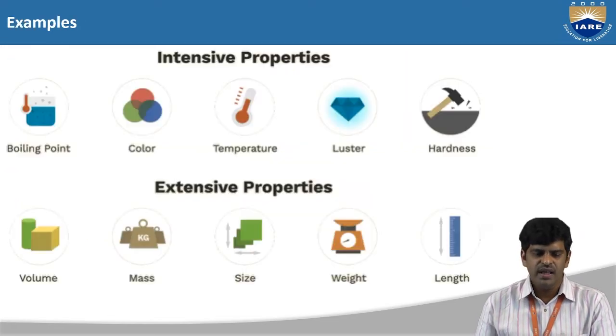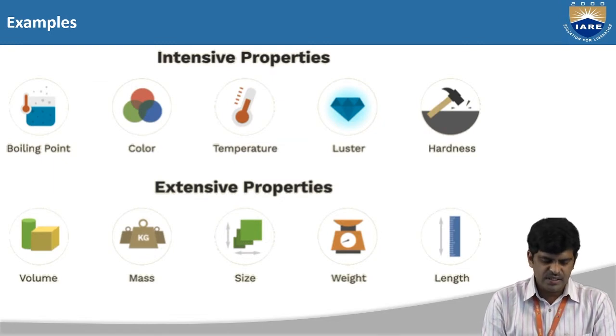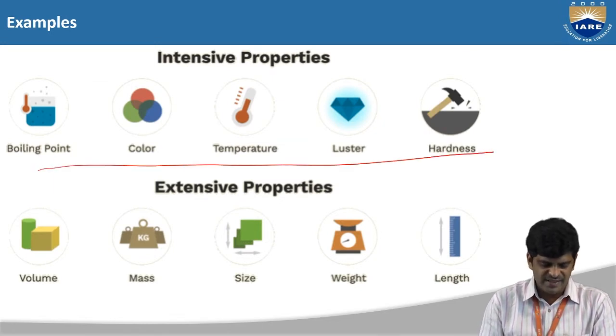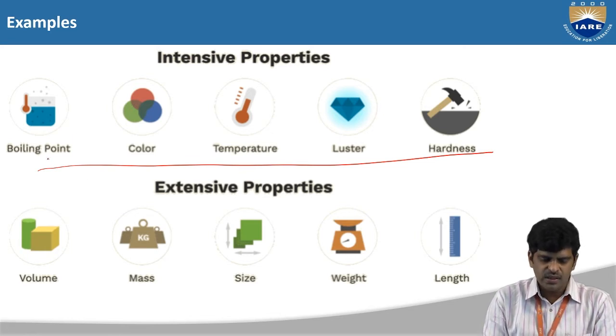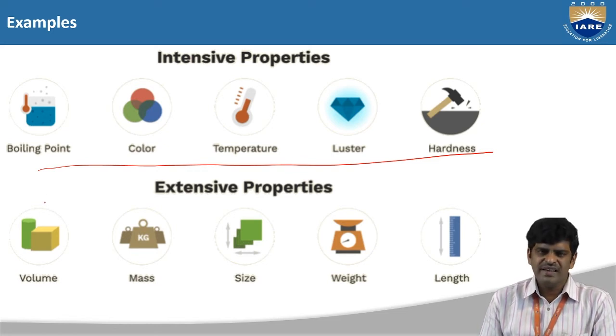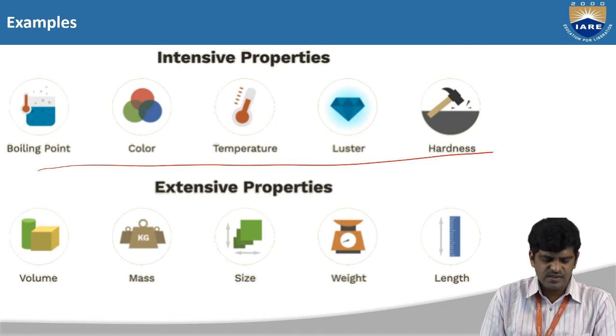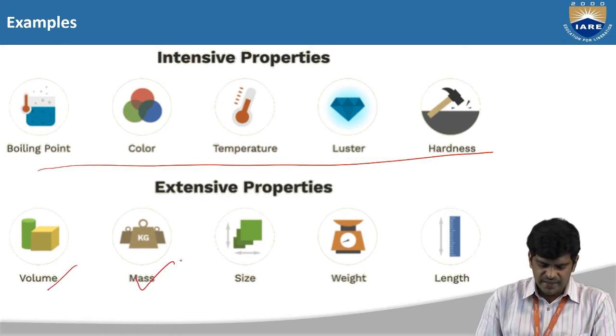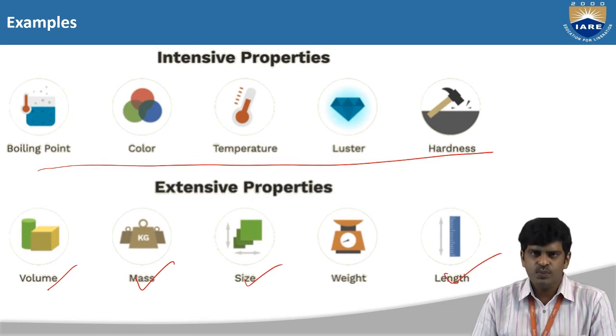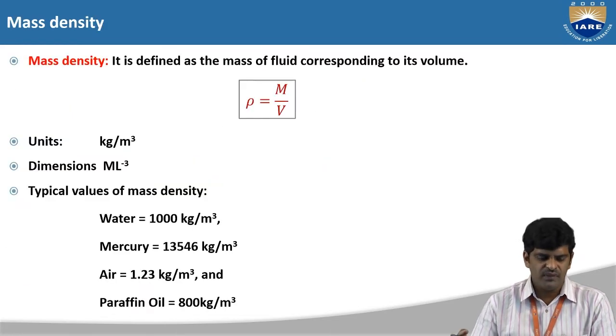Now we are going to see some examples. The first category contains examples of intensive properties, which do not depend upon the mass, for example boiling point, color, and temperature. Coming to the extensive properties, which depend upon the size and extent, we can see volume, mass, and size or length of the object under consideration. So all the properties are broadly classified under these two categories. Now, in detail, we are going to discuss these properties one by one.